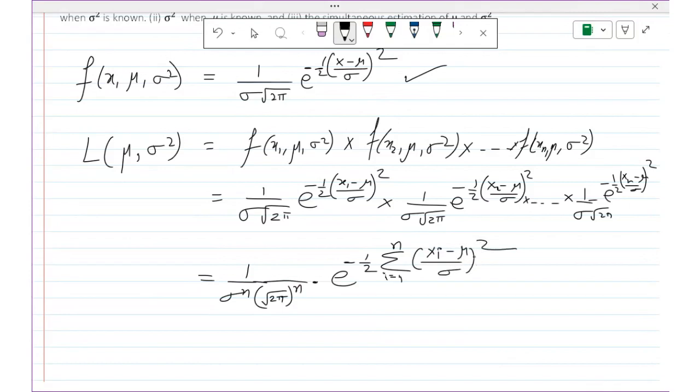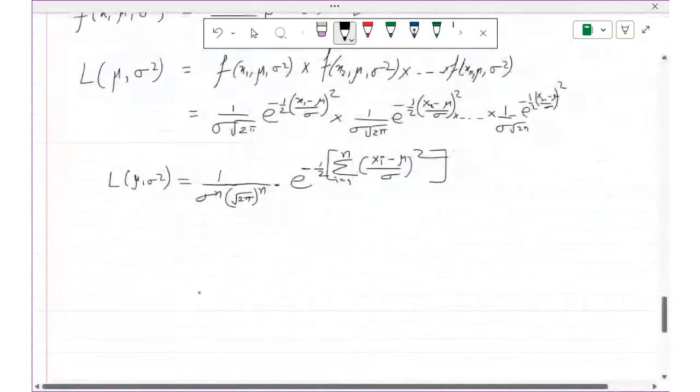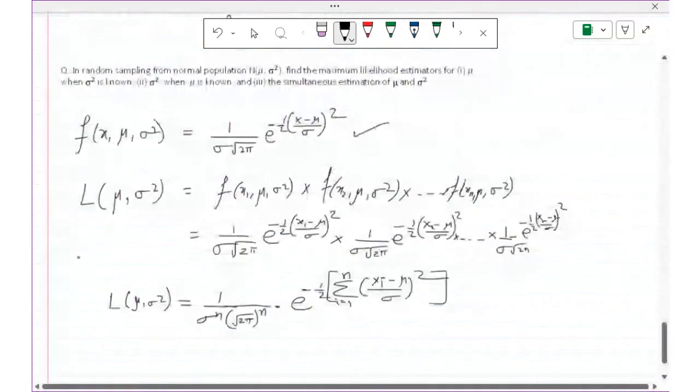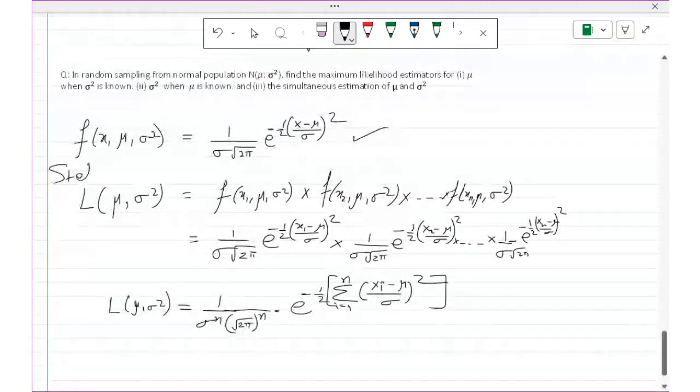If you want, you can also write it individually, but I prefer writing it this way. It saves us space as well as time. So this is L of mu comma sigma square. This is the likelihood function. Now we will take the log as usual. So this was step 1, to find the likelihood function.